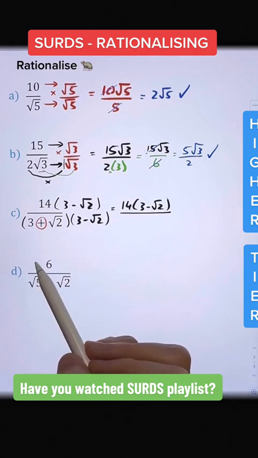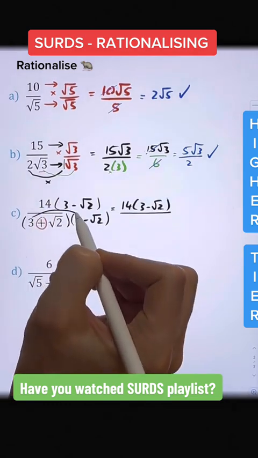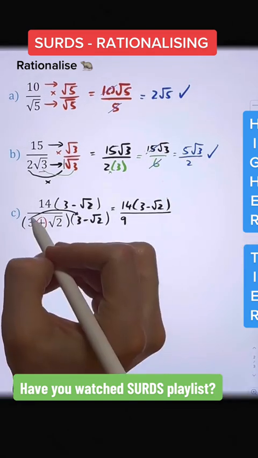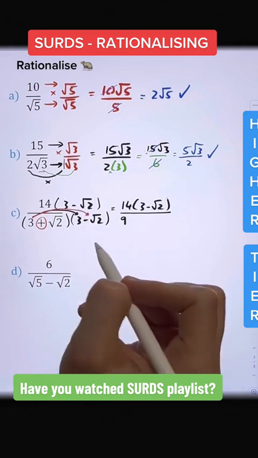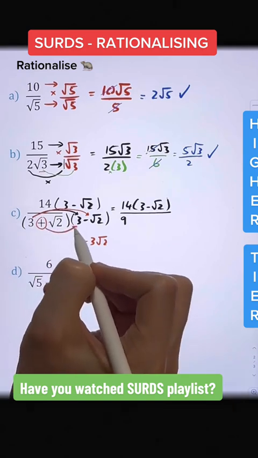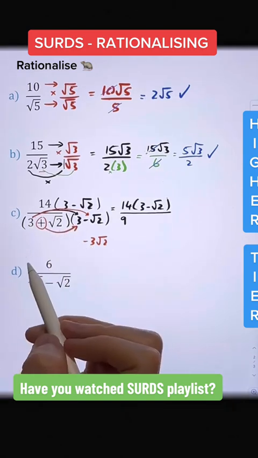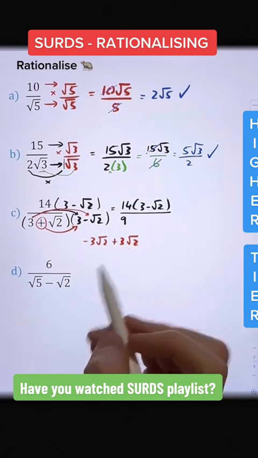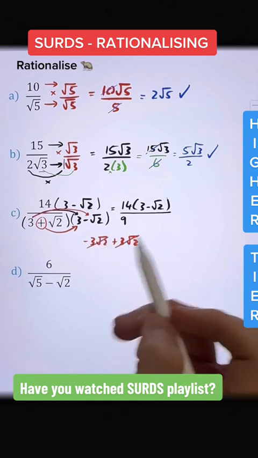Expanding my double brackets on the bottom, I know that 3 multiplied by 3 will give us 9. I know that positive 3 multiplied by negative root 2 will give us negative 3 lots of root 2. Now multiply my inside terms. I know positive root 2 times 3 will give us plus 3 root 2. I know that 3 root 2 take away 3 root 2 will cancel. So I know the two middle terms will cancel.